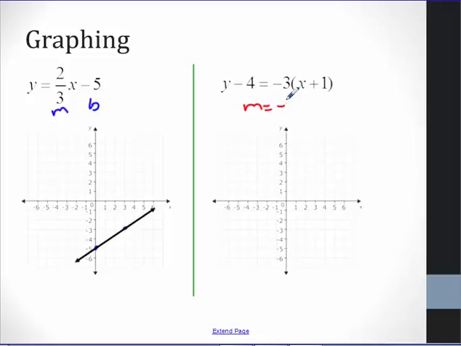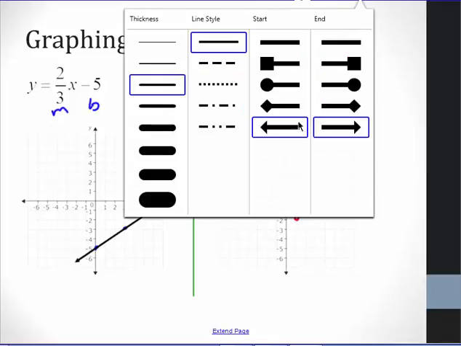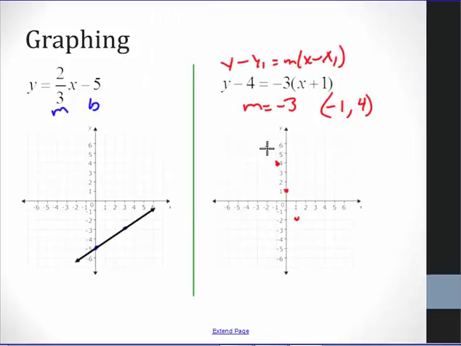For my second one, I'm given point-slope form. So the slope is negative 3 and I'm given the point negative 1 comma 4, because it's y minus y1 equals m times x minus x1. And since it's minus x1, that's positive, that's why it's changed. So let's plot the point negative 1, 4, and then we have a slope of negative 3. So I'm going to go down 3, to the right 1. Remember, you can draw more than 2 points because we're going to make them collinear anyway. And we graph that straight line, and there we go.